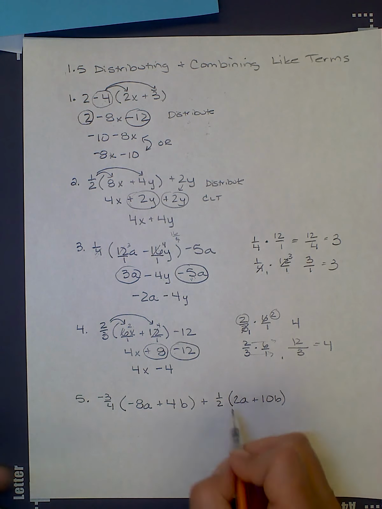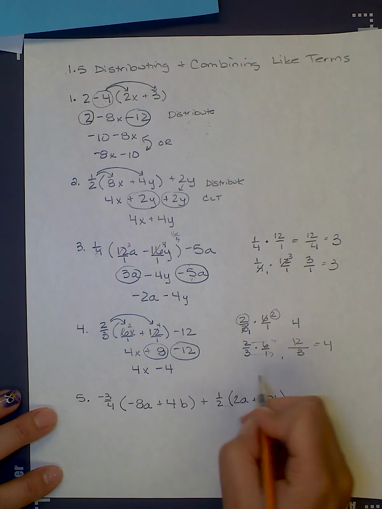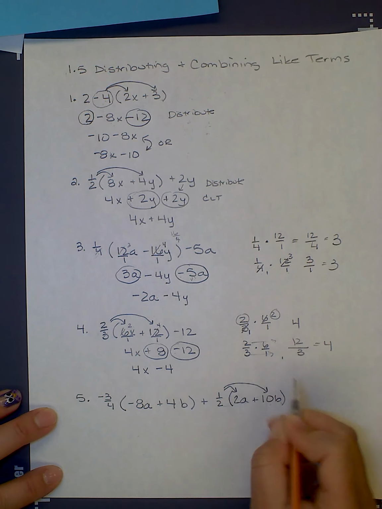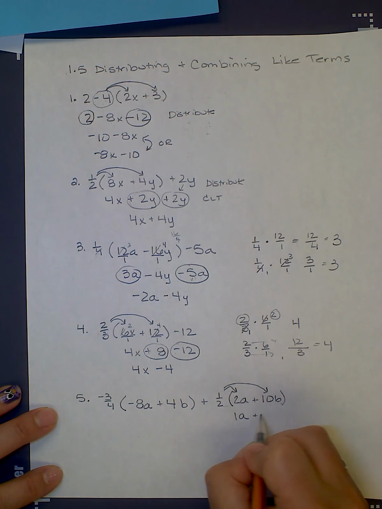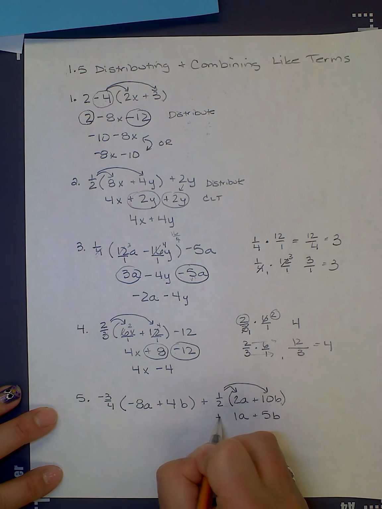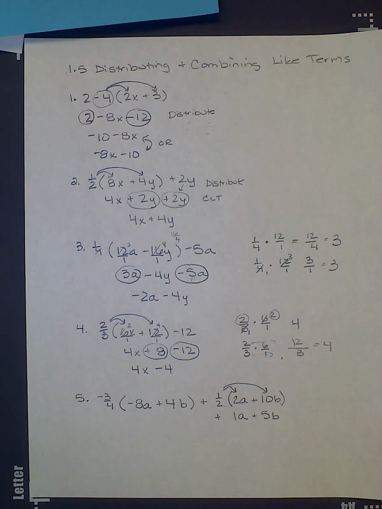Okay. Now most of you might start down at this end because taking half of something is easier. So let's try that first. Half of 2 is 1a. Half of 10 is 5b. We have a plus sign in there. Okay? Let's go here to the front. This is a little more challenging.